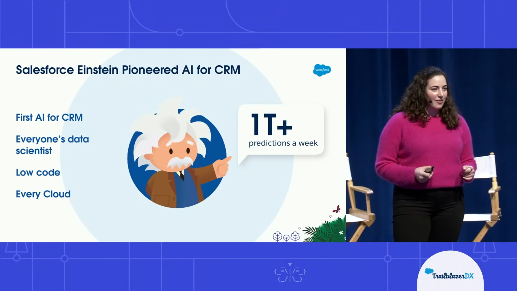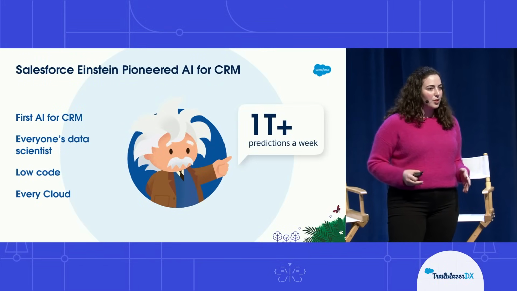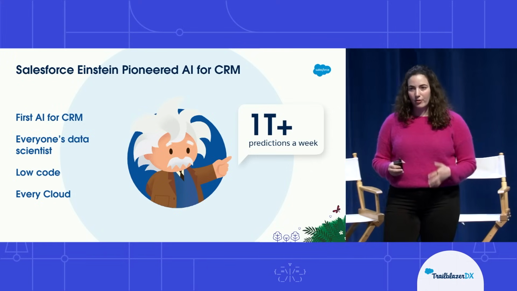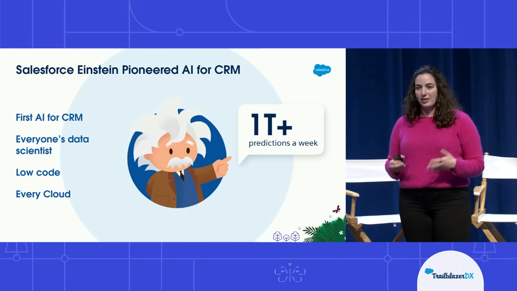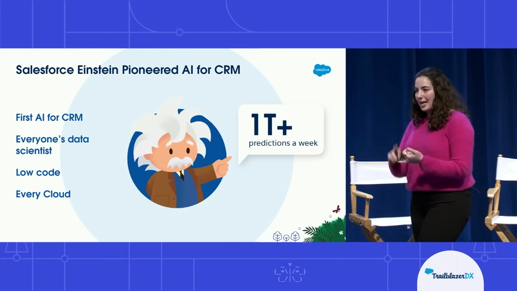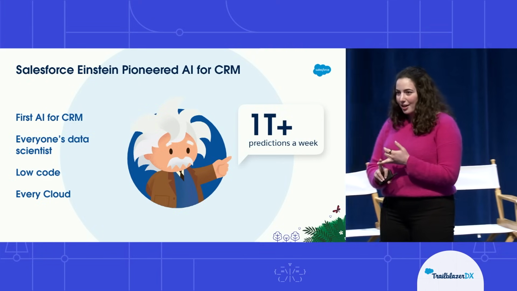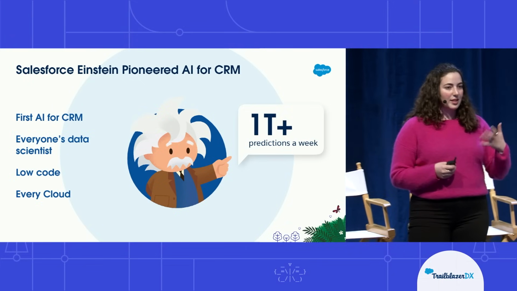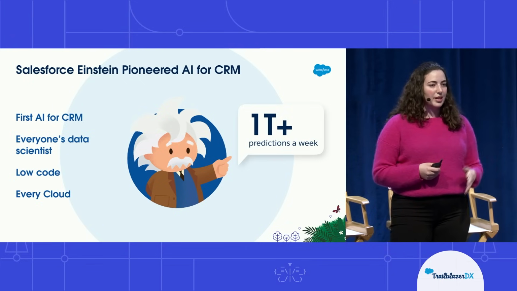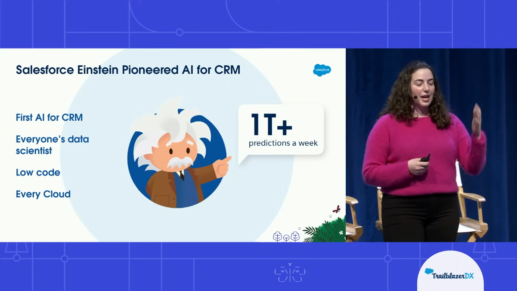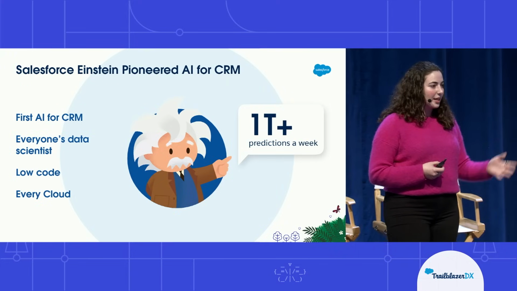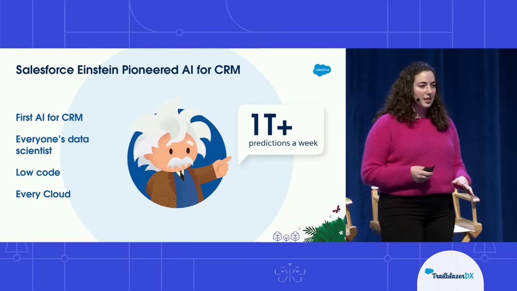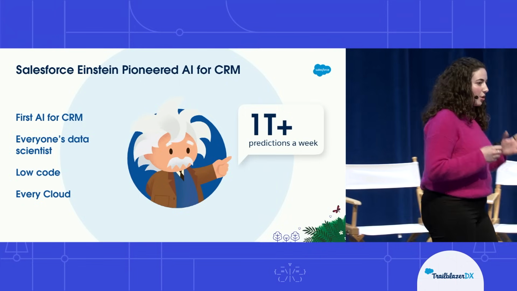With the introduction of Einstein in 2016, Salesforce really pioneered AI for CRM. And if you've been building on the platform for a number of years, you may be familiar with some of these tools. Things like Einstein Search, Next Best Action, or Prediction Builder. And because of admins like you building with these tools, today Einstein generates over 1 trillion predictions every single week. Now, with the introduction of generative AI and new AI technologies and capabilities, this number is just going to grow.